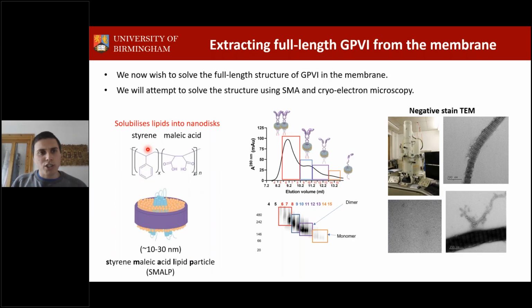So the way that we're approaching this, and this is my last slide, is we are using styrene maleic acid. When you incubate styrene maleic acid, which is a long polymer, it forms this uniformly shaped ring when incubated with membranes, and it essentially chops out your protein from the membrane, including the phospholipids surrounding it. So it's a very native way of extracting membrane proteins from the membrane compared to other methods such as detergents. And so we incubated GP6 FcR gamma transfected cells with the styrene maleic acid.